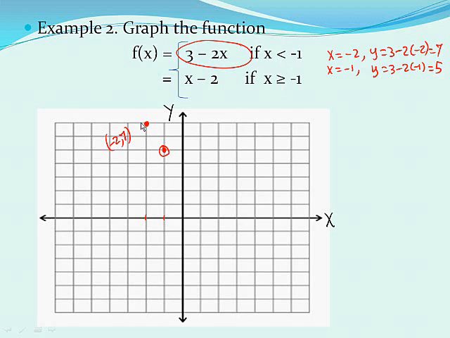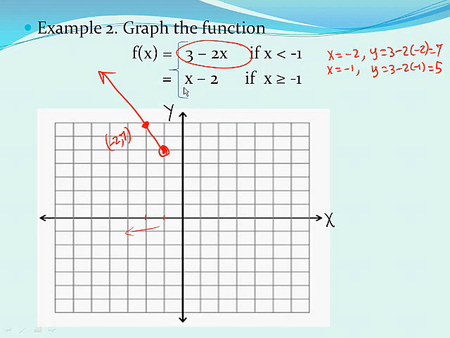Then what I'm going to do is I'm going to join these 2 points and get a straight line. But I can only draw the line for x less than negative 1. So that means I need to draw the line to this side. So this will be the graph.